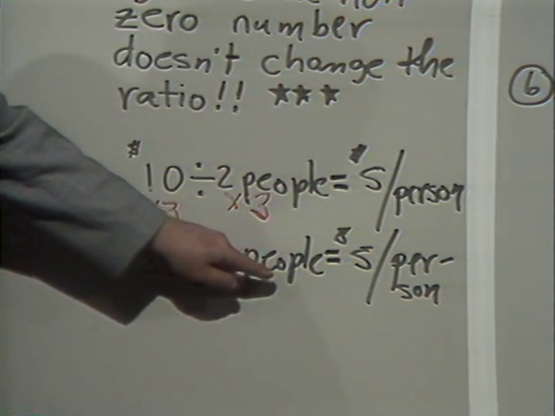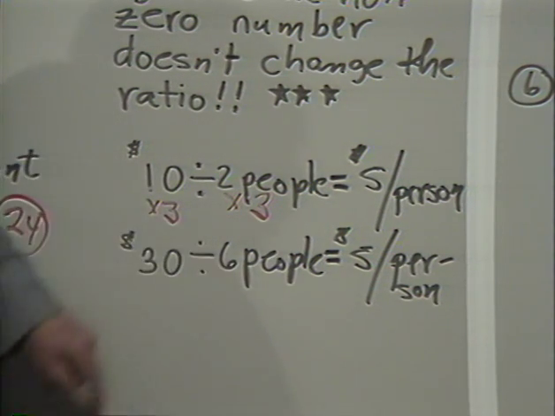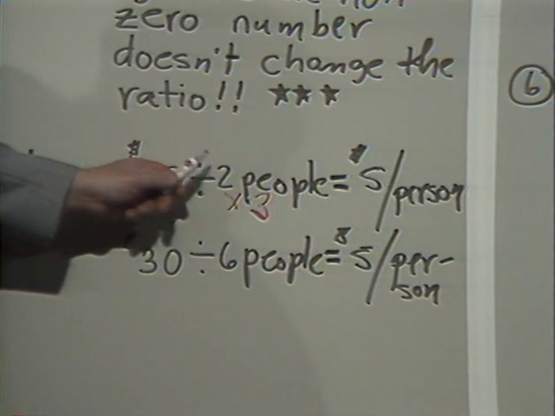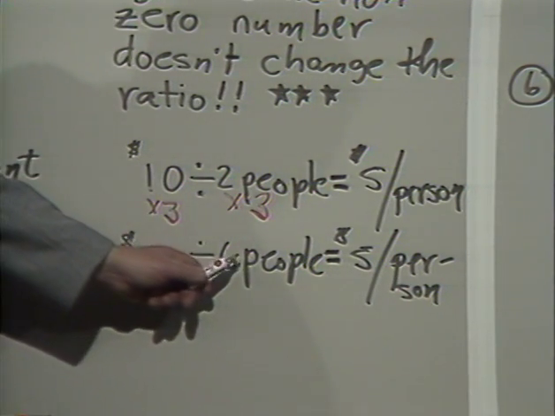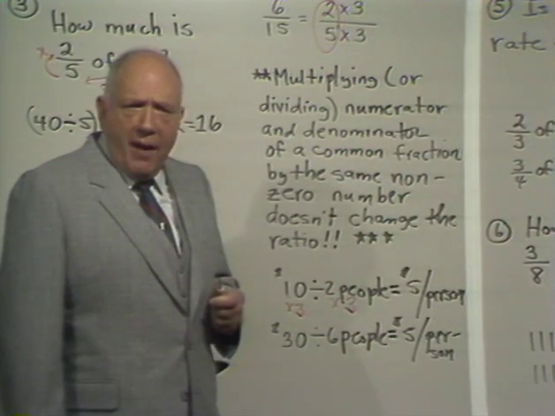$30 divided by 6 people, the rate is still going to be dollars per person. 30 divided by 6 is 5. So whether it's 2 people sharing a $10 gift or 6 people sharing a $30 gift, the rate, namely dollars per person, is 5 in both cases. Do you see that part intuitively?